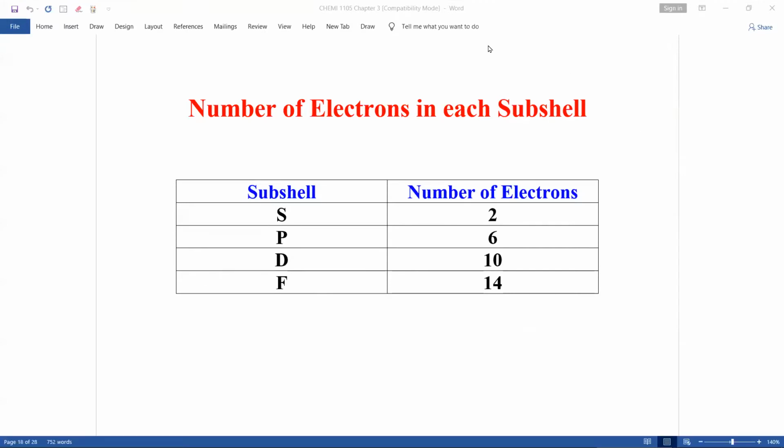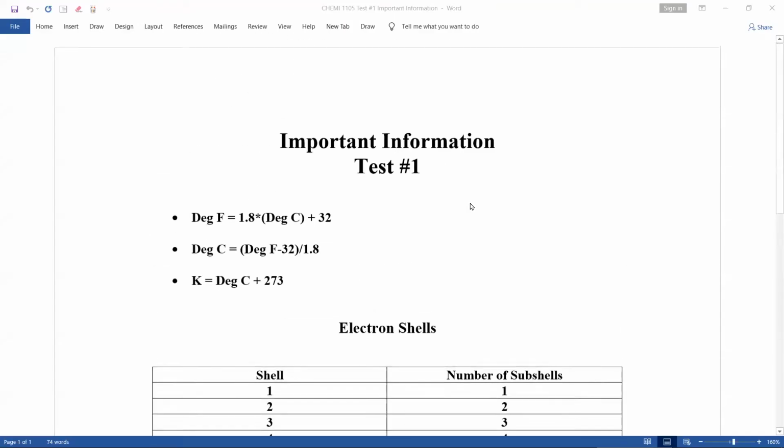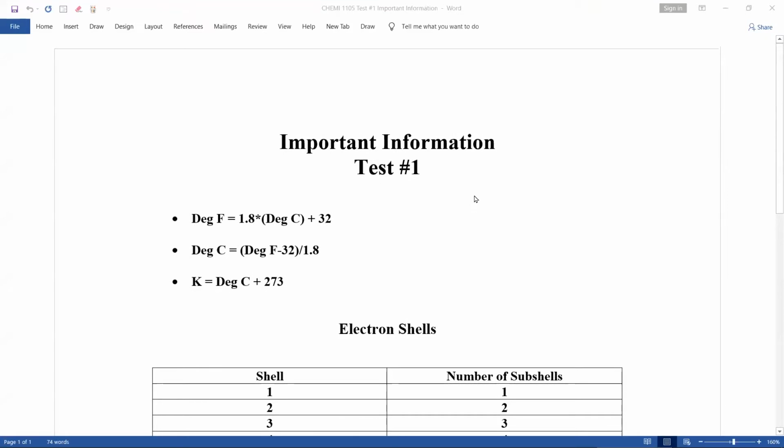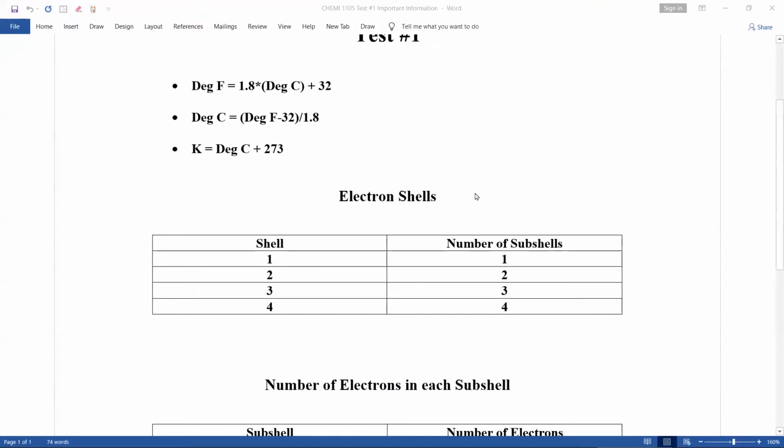Now, as I mentioned before, a couple of years ago, I decided I should really be testing a student's knowledge of chemistry, not how good their memory is, even though you do still have to memorize things. But I cut way down on the memorization. In organic chemistry, you've got to memorize. And with that, if you look at important information, test number 1, this file is in the lecture folder of Blackboard. This will be on the last page of test 1.